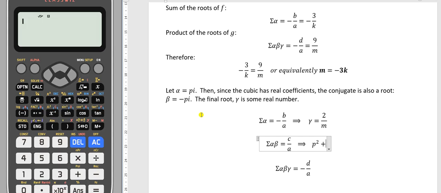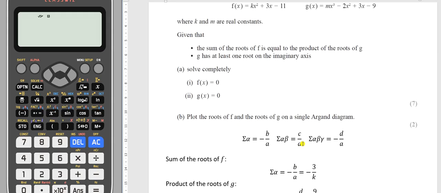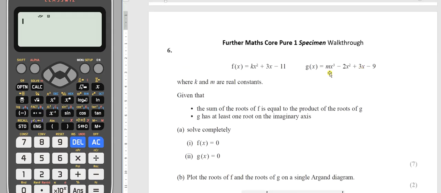What about alpha times gamma? Well, here's where I'm going to save myself a bit of time as well. Pi gamma, and then minus pi gamma. Alpha times gamma and beta times gamma added together, they're going to cancel out because alpha and beta are the negatives of one number, not just the conjugates, but the negatives in this particular case. So we got p squared. And what about the other side of this, the c over a? Well, c is 3, so 3 over m.